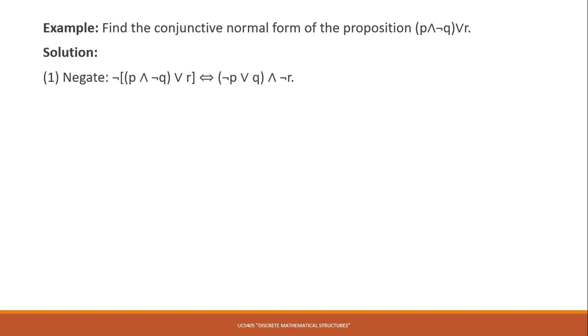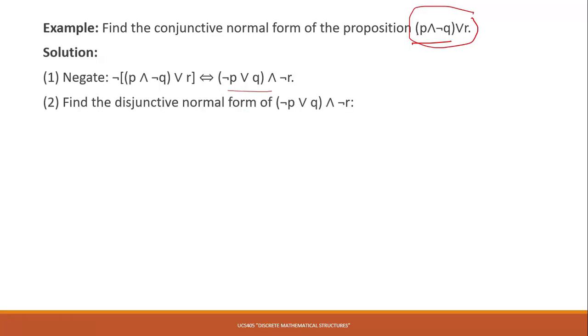So first we will negate this. On applying negation to this, we will apply De Morgan's law. We will get negation of P, or negation of, negation Q and negation of R. Again we will solve this. We will get negation P or Q and negation R. So this is the proposition form after applying negation on the original proposition form.